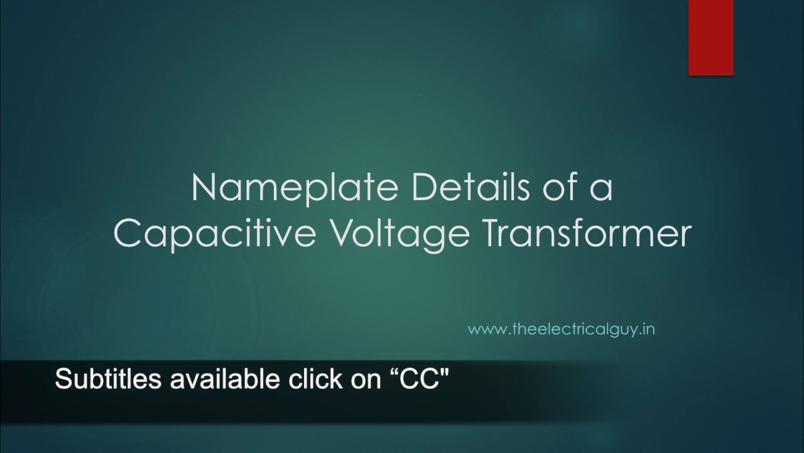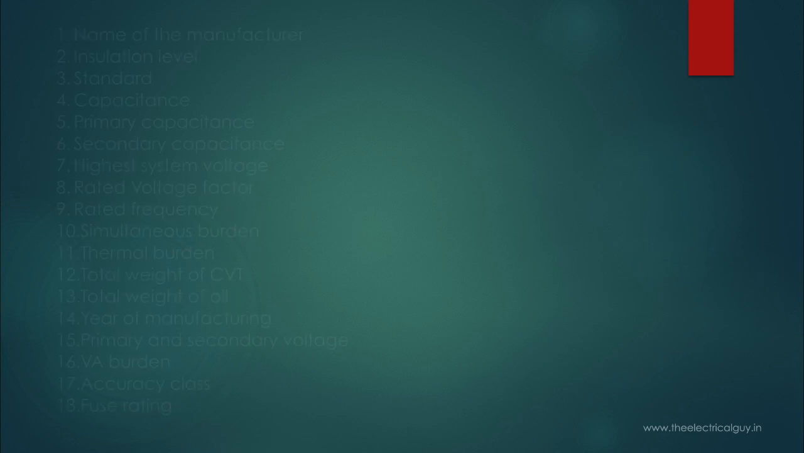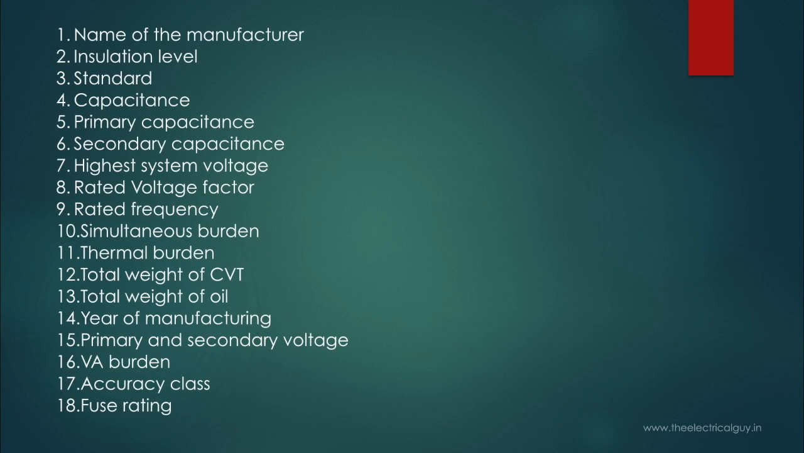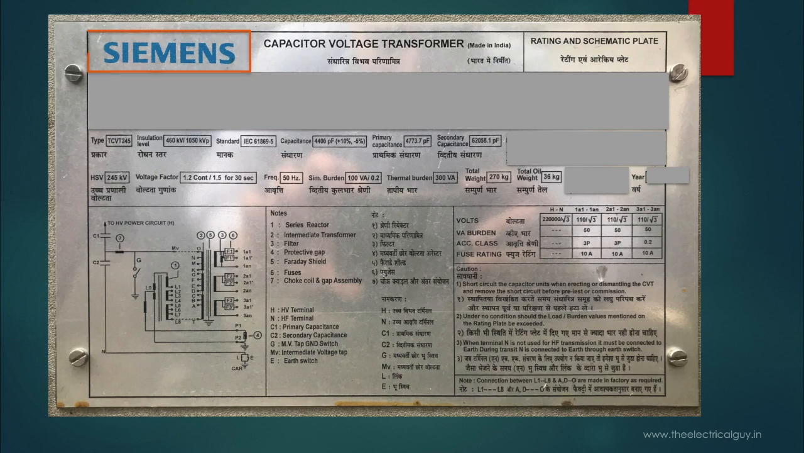In most of the countries, capacitive voltage transformers are manufactured as per IEC 61869-5. This IEC also gives us the parameters which should be mentioned on a nameplate or a rating plate of a capacitive voltage transformer. We will see these parameters one by one. So the first is name of the manufacturer. This will show you the name of the manufacturer.